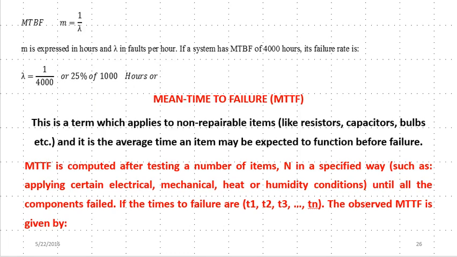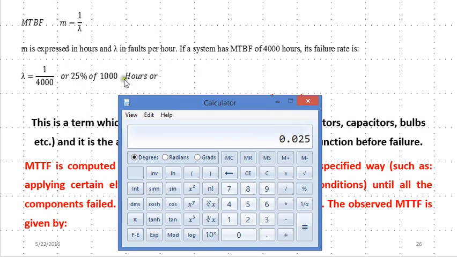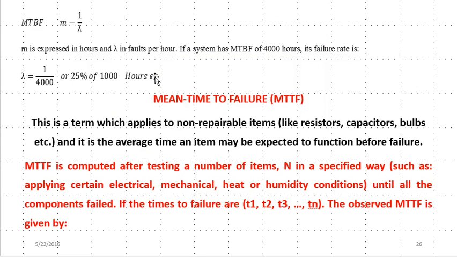Let us use calculator and see. That is, if I say 1 divided by 4000, it will give me this. Now if I want to express it in percentage, I will multiply by 100, which is this. But if you look at what we have here, we express it as percentage of what? 1000 hours. So if I want to change this as a percentage of 1000 hours, I'll say times 1000, and if you do that, it will give you 25% of what? 1000 hours. So what are we saying? We express the failure rate as a percentage of 1000 hours.